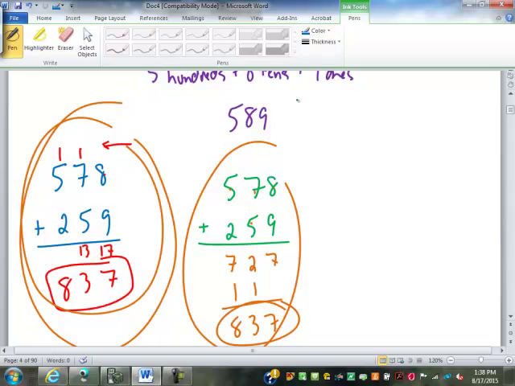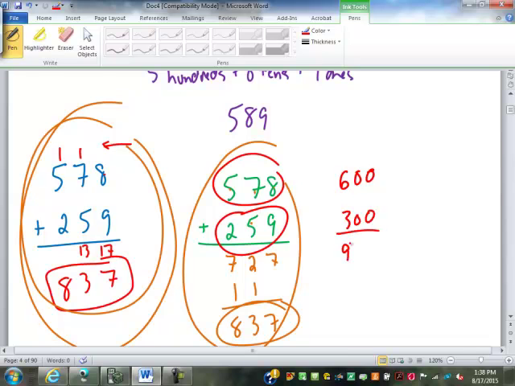So what I usually ask you to do, if you're going to use the calculator, at least do this. 578, that's close to 600, right? 259, that's close to 300. 6 and 3 make 9. You keep the same name, that's 900. If I get an answer, 837, that's in the ballpark of 900. So when my calculator spits out 837, I know I'm at least not way off. I know I'm in the right ballpark.